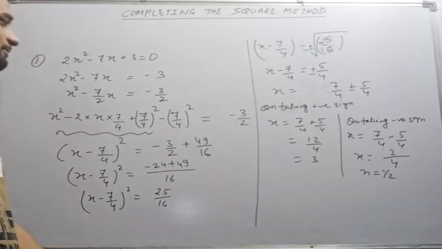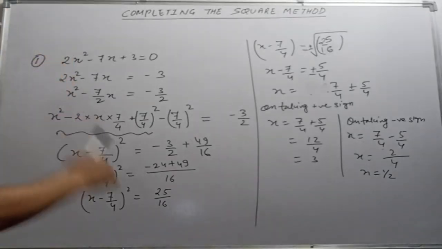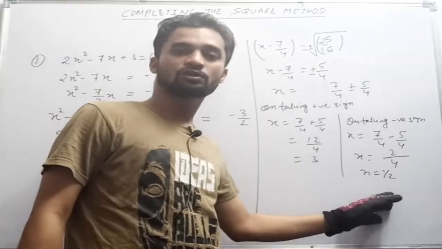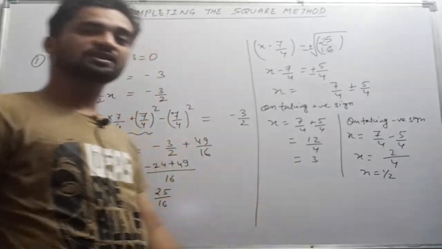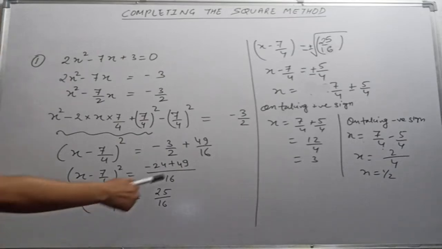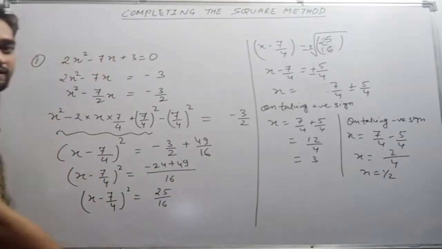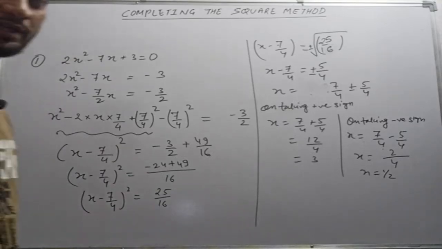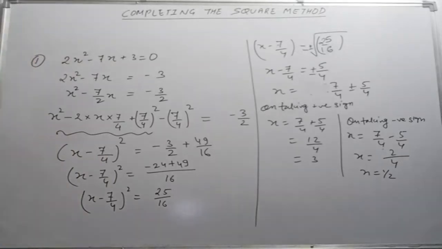In a very previous video, when we solved with the help of the formula method, the answer came as 3 and 1 by 2, and now the same question I solved with the completing the square method, and the answer is coming the same. It means any method we can use, until and unless it is given in the question, to find out the roots of the quadratic equation. I think you understood. We'll take one more example.